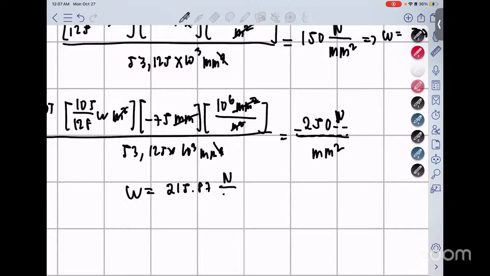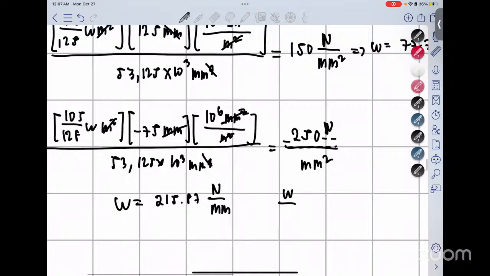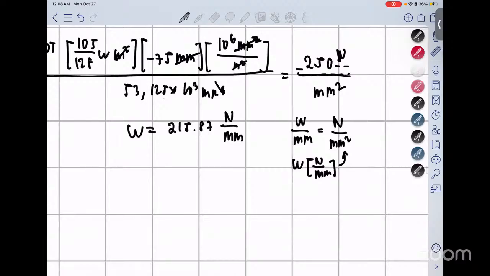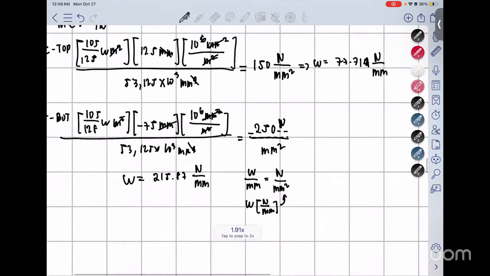Newton over mm. Just to explain the dimensional consistency here: the units you basically have left are W over mm, and that's equal to N over mm squared. Essentially, for this to be equal to this, W therefore has to be in Newton over mm to match the one on the right. That's essentially what happened with the units of omega. So these are our two values so far.